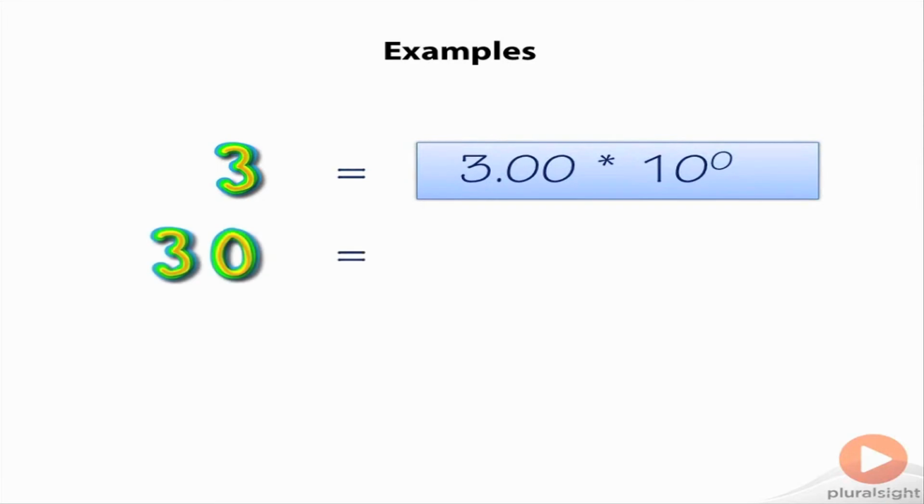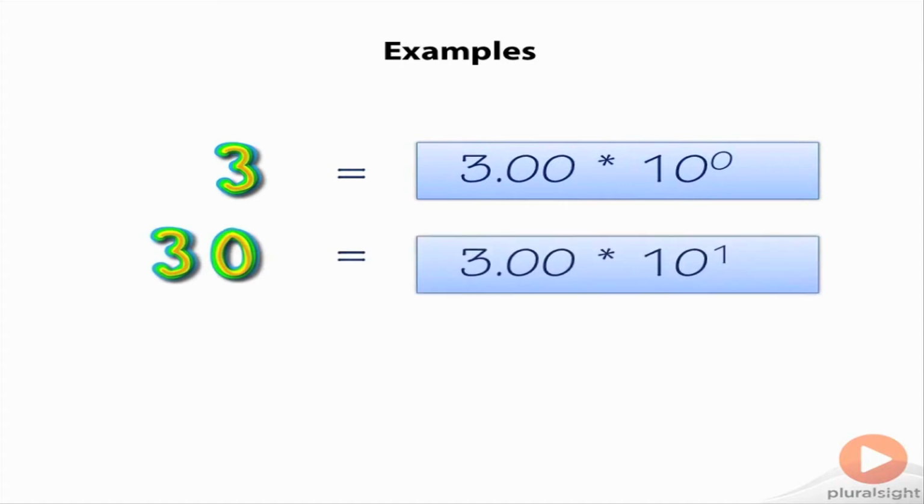Let's look at a slightly bigger number, 30. We want the decimal point after the 3, so it has to be 3 times something. Obviously 30 is 3 times 10, so the something is 10, or 10 to the power 1.